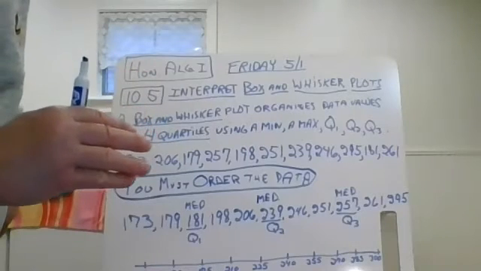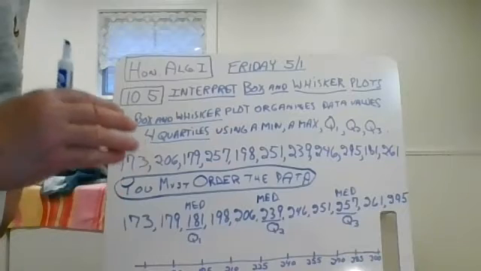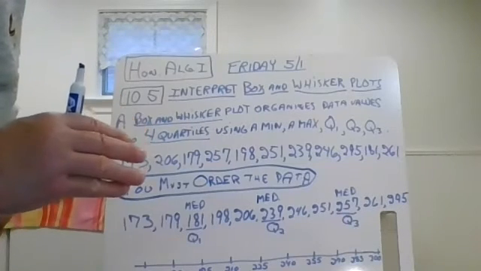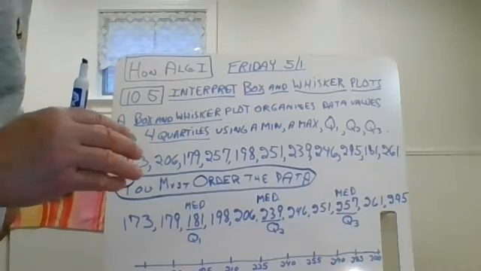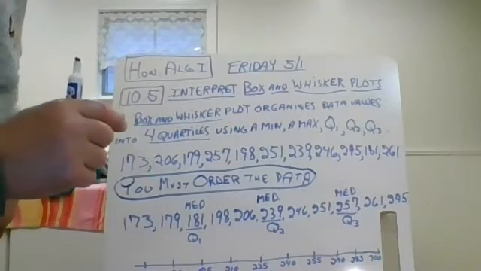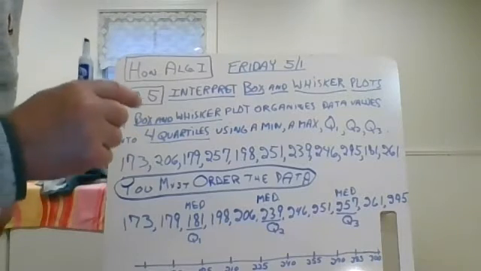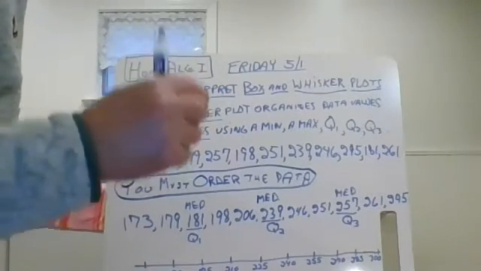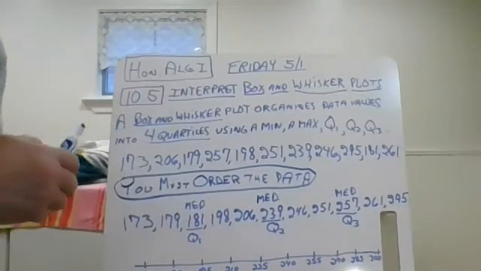Now you'll notice that the segments are not going to be of equal length. But what is going to be true is that the number of data values that are in each quartile is going to be the same. So it breaks the data into an even number of data values in each quartile.